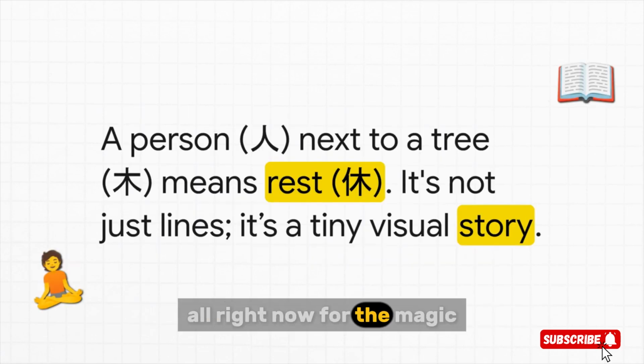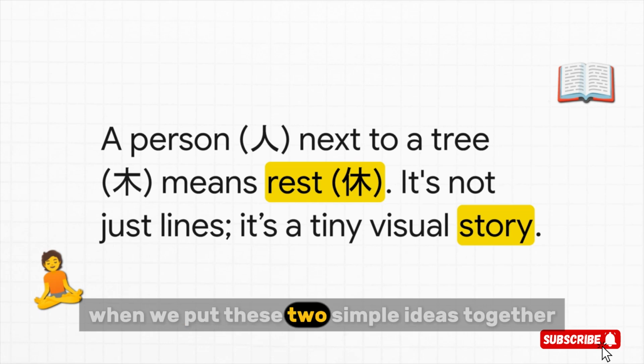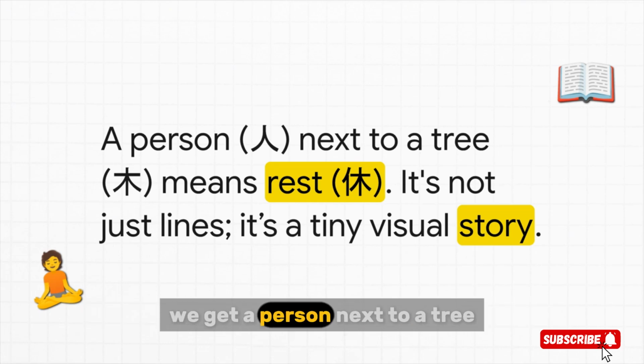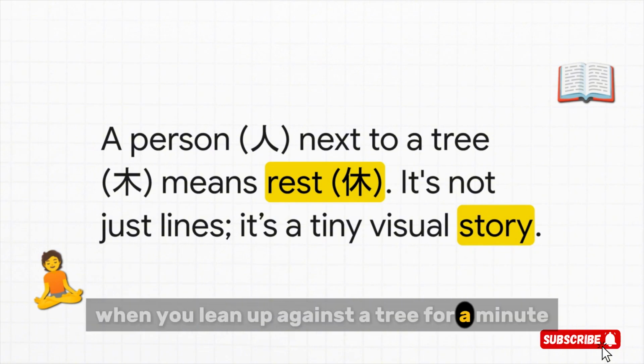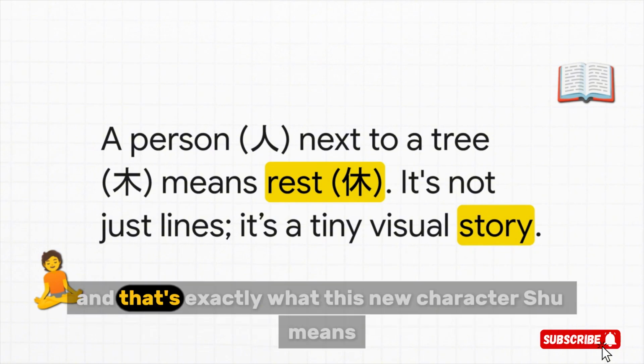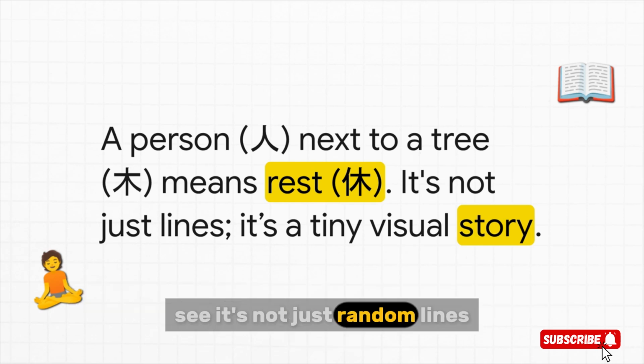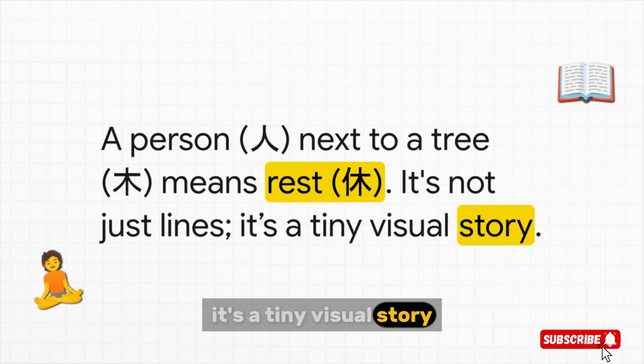All right, now for the magic. What happens when we put these two simple ideas together? We get a person next to a tree. And what do you do when you lean up against a tree for a minute? You rest. And that's exactly what this new character, Shu, means. See? It's not just random lines. It's a tiny visual story.